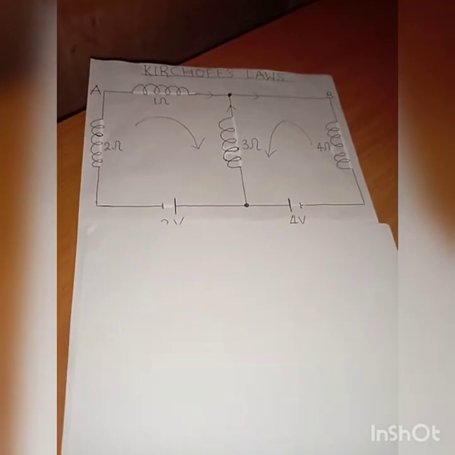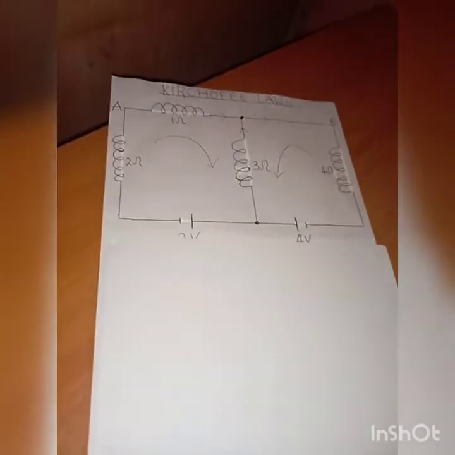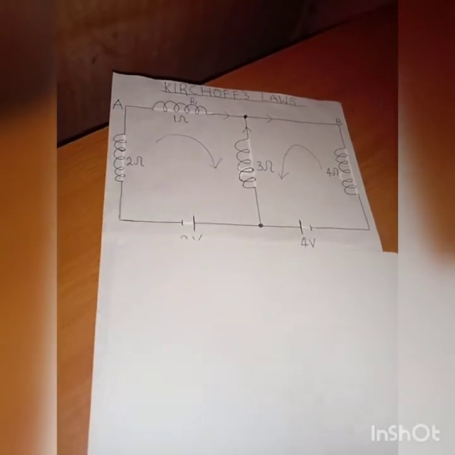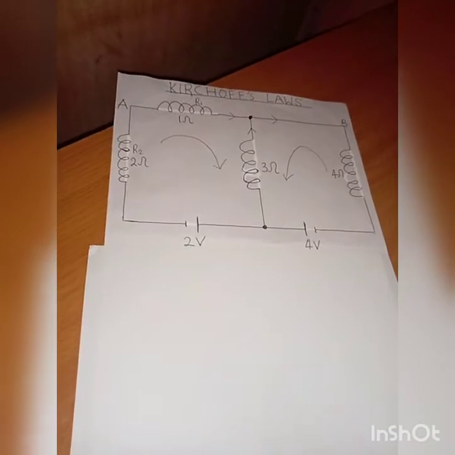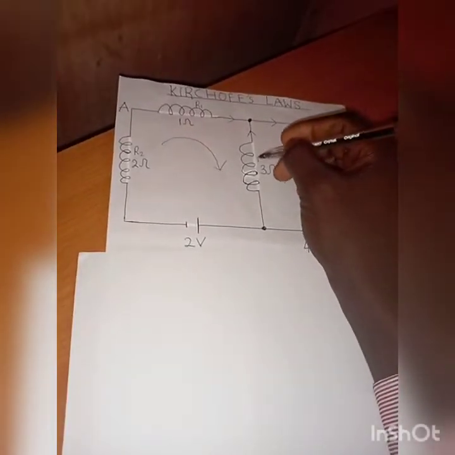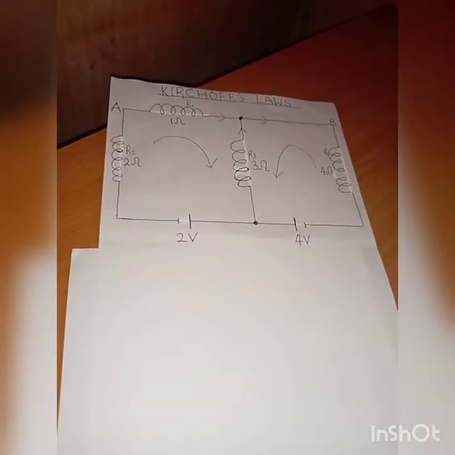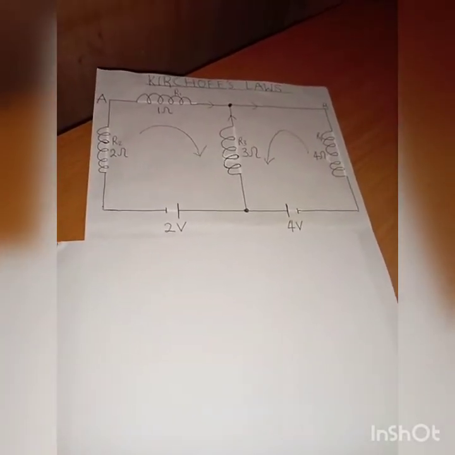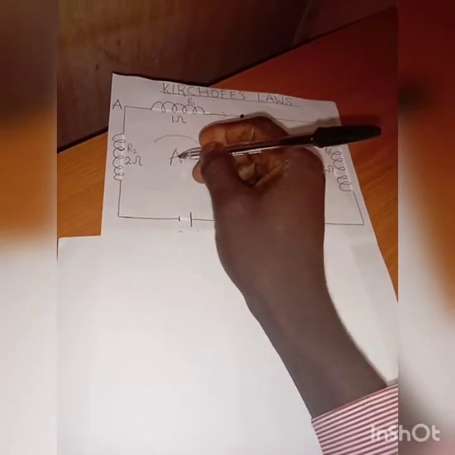Now, we want to see how we will resolve this. Let's label the circuit. We'll call this resistor R1. We'll call this one R2. We'll call this one R3. And we'll call this one R4. Okay? Now, first thing you do is you call this loop A and loop B.